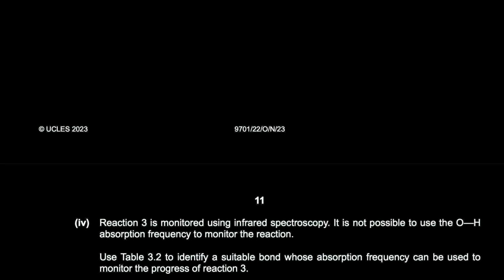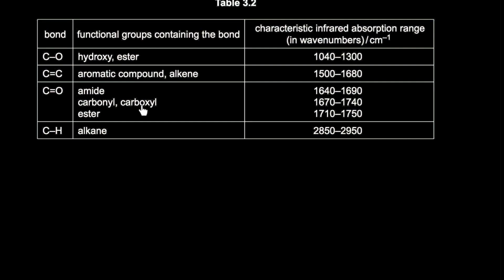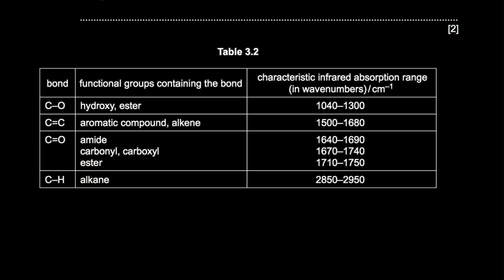The reason we can use the C=O peak is because the C=O absorption for an acid is slightly different from the absorption for an ester. This is not a very good way to monitor the reaction because there is some overlap in the peaks. But what's happening here is this.